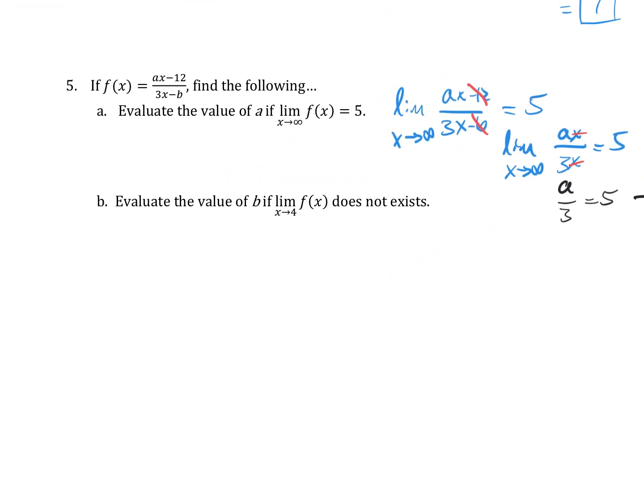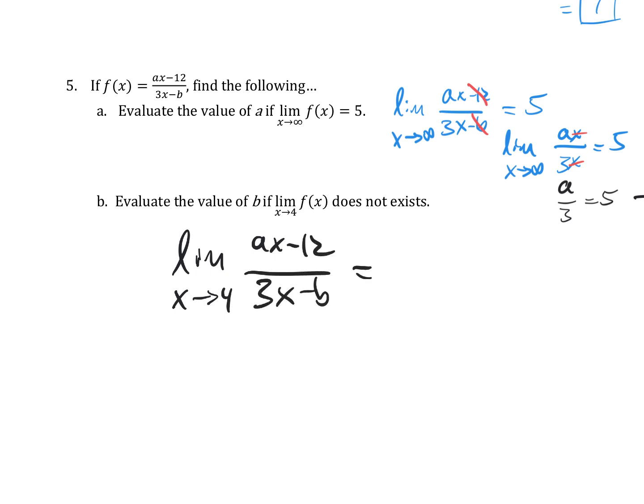So let's use the same expression here. And now we want to evaluate the limits. We want to find the value of b, that is, so that the limit as x goes to 4 does not exist. Okay, so the limit as x goes to 4 of ax minus 12 over 3x minus b does not exist. Well, if that's the case, what does that mean for us? Well, it means that when we plug in 4, the denominator is 0.